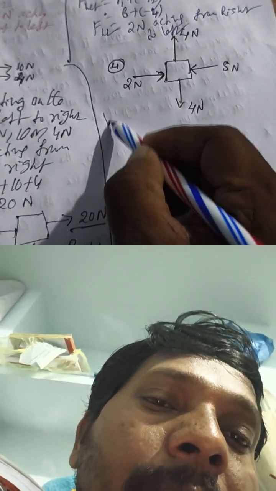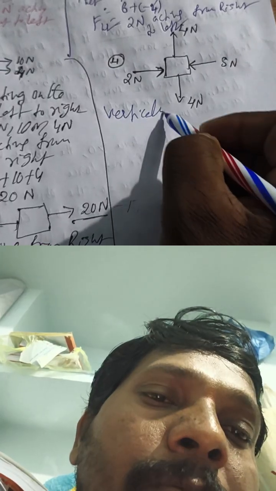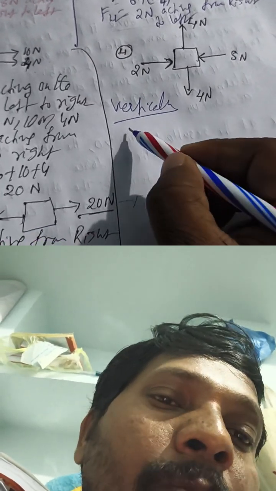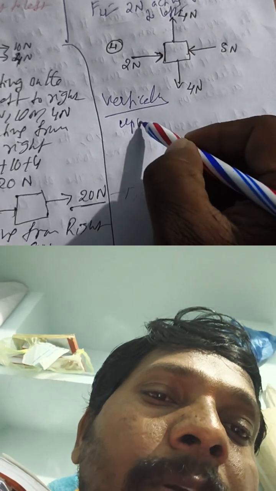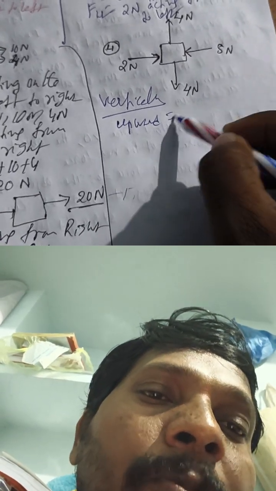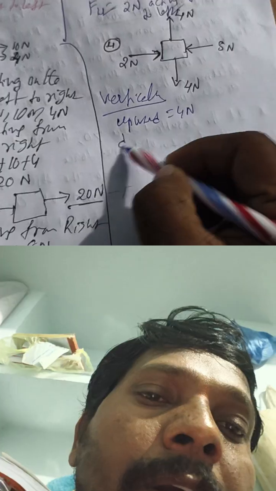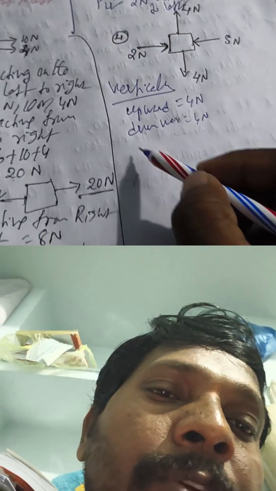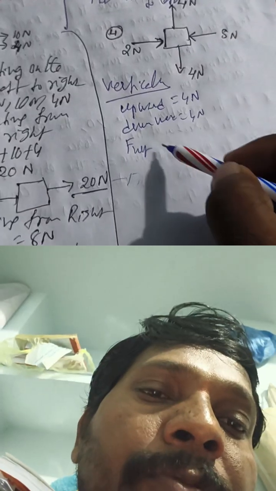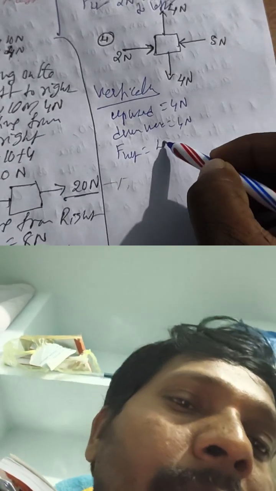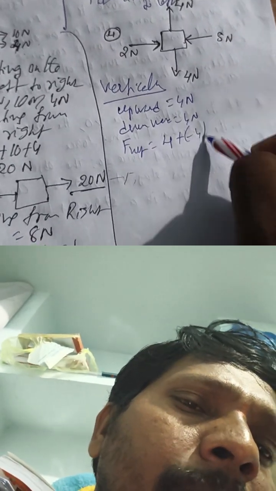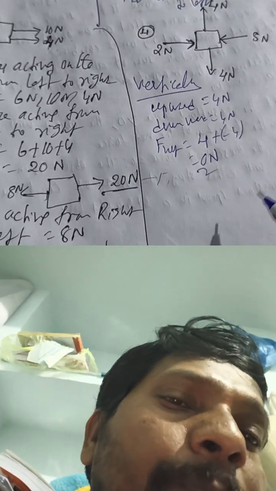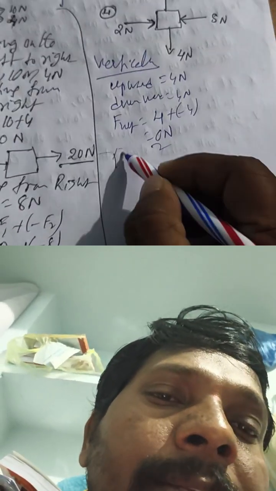So first of all let us calculate vertically. Two forces: vertically upward 4 newtons, downward direction 4 newtons. So net force vertically is directly 4 minus 4, that is equal to 0 newtons. Then horizontally.